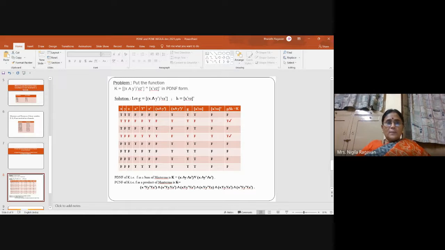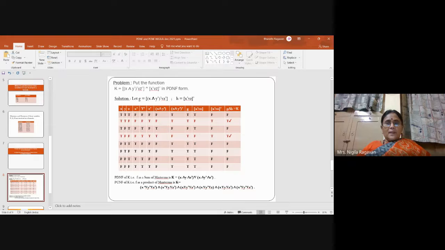If 4 variables are involved in a formula, the first place is replaced by X or X dash, the second place is replaced by Y or Y dash, the third place is replaced by Z or Z dash. Suppose the fourth variable name is T, the fourth place should be replaced by T or T dash. In that case, 2 into 2 into 2 into 2, 16 rows you will have.